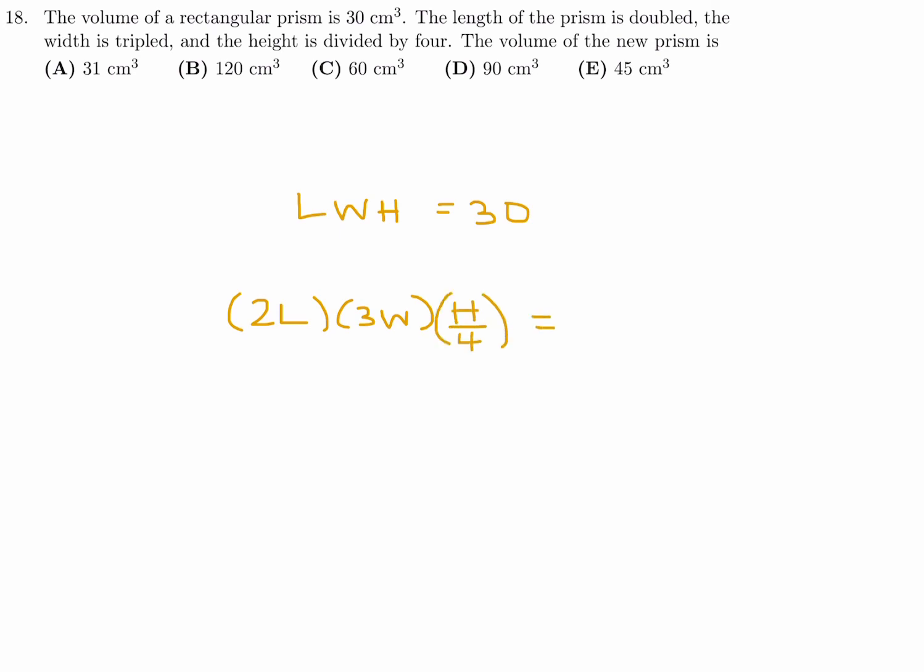Well, this looks like 2 times 3, which is 6 divided by 4, and then LWH. LWH is 30, so put that in there. So this becomes 6 times 30 divided by 4, and that is 45. So number 18, the answer would be E.